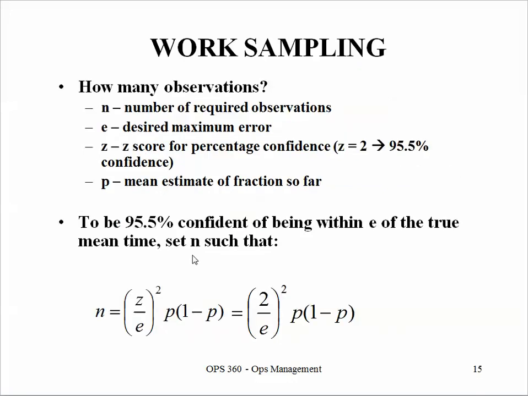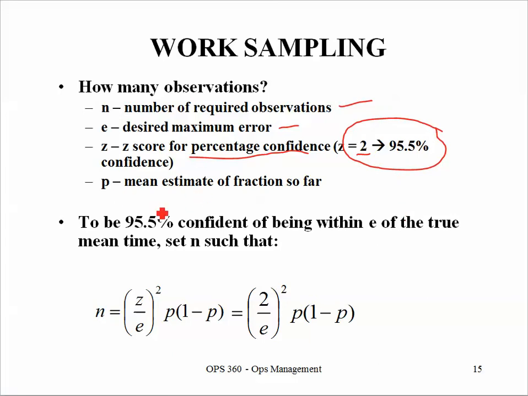Just like when you're measuring more routine work, for work sampling it's key to figure out how many observations you need to gather, how many times that alarm needs to go off. Again, we're trying to figure out n, the number of required observations, the maximum percentage error e you want to have in your estimate, and how much confidence you want to have in your estimate. And again, we're just going to take on faith right now that if I want a 95.5% confidence interval, that implies a z-score of 2.